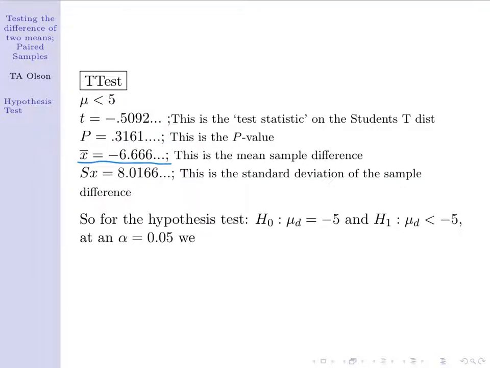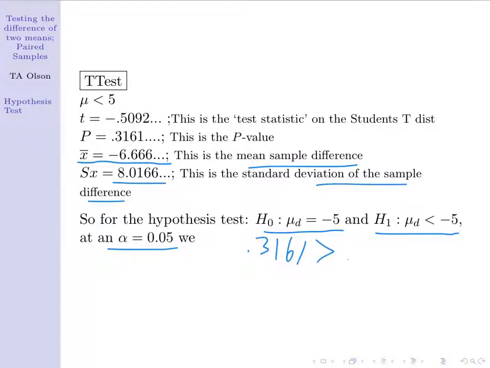The next things actually tell us our data. The actual mean time that we lost was 6.66 minutes. Right? That's the mean of our sample differences. Our standard deviation of our sample differences was 8.0166, right? Standard deviation of our sample differences. And so our hypothesis test of that, the true difference is 5 minutes. The alternative hypothesis is that it is less than 5 minutes, right? More extreme, at an alpha of 0.05.